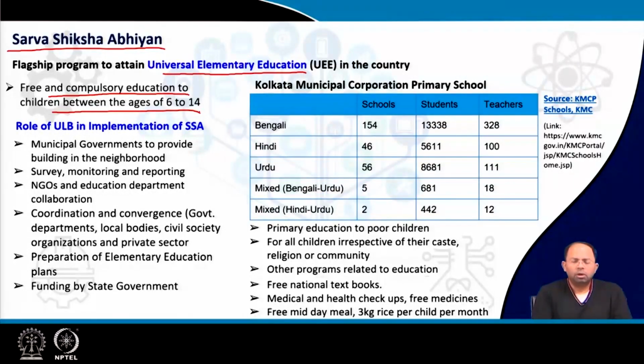The ULB's role in implementing this program is that municipal governments should provide the buildings in the neighborhood where these kinds of schools could be conducted. Also survey, monitoring and reporting of people engaged in the schools, or teachers in the schools, and what kind of education is being provided.